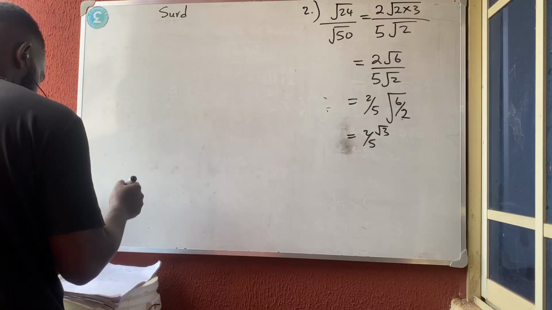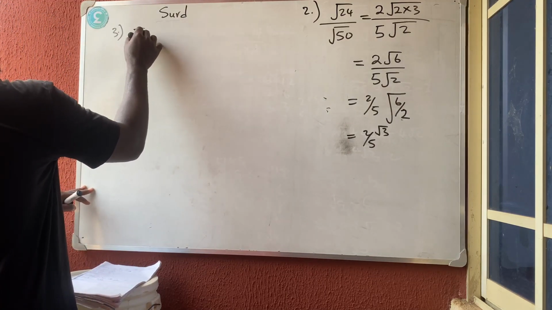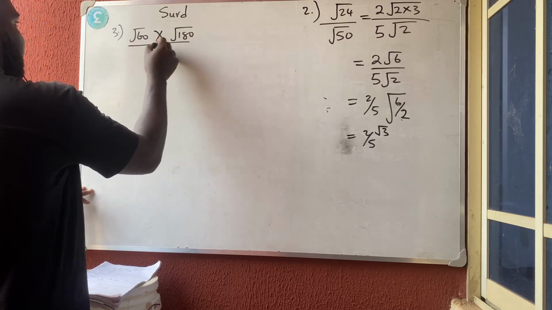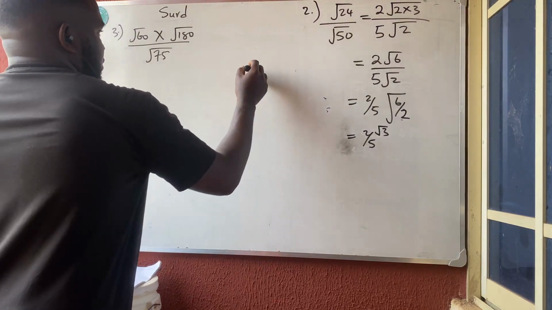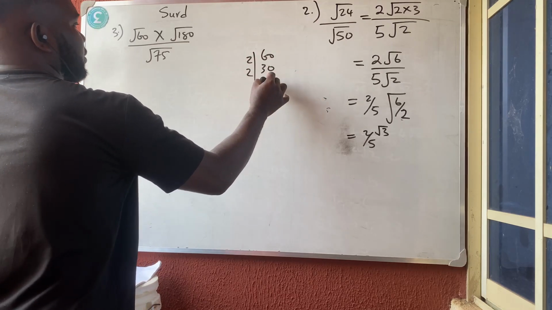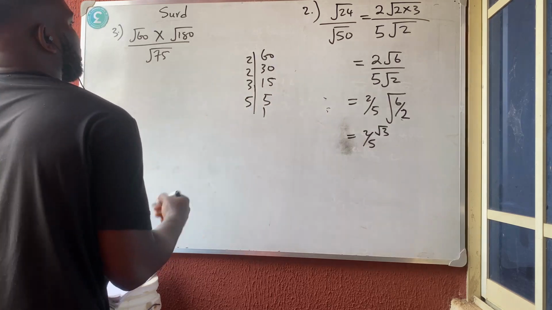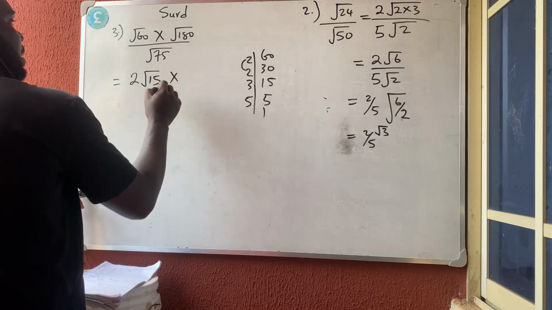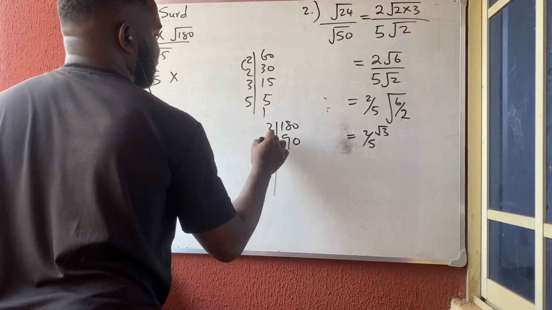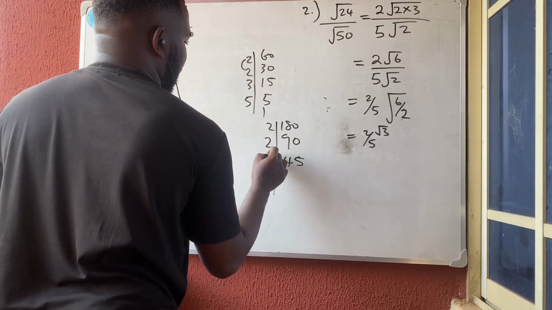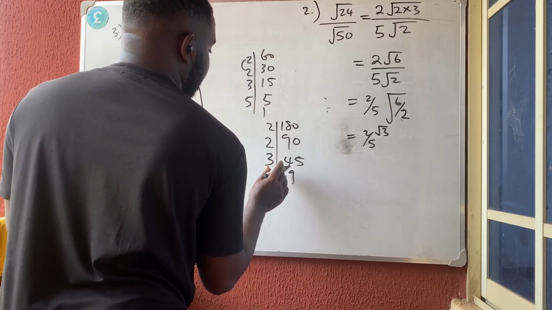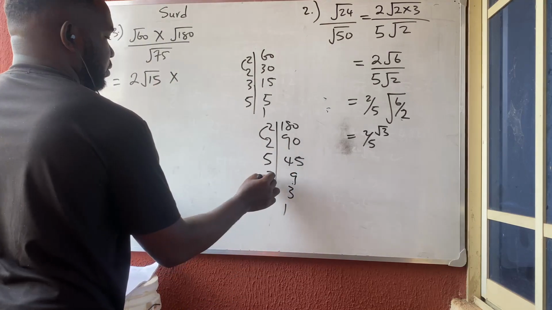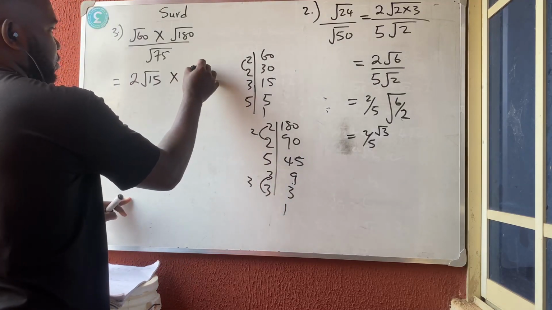The last question I'm going to solve here is root 60 times root 180 divided by root 75. So let's reduce 60. 2 divide 30, 2 divide 15, 3 divide 5, 5 divide 1. So these two will give me 2 root 15, times 180. 2 divide 90, 2 divide 45, 5 divide 9, 3 divide 3, 3 divide 1. So I'm having 2 and 3. 2 times 3 is 6. So 6 root 5.